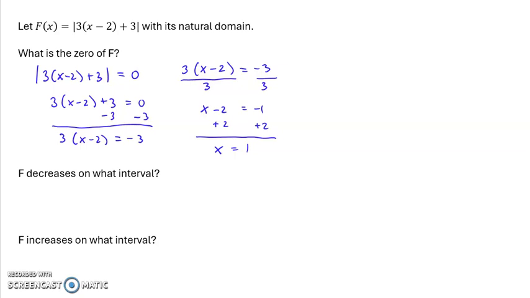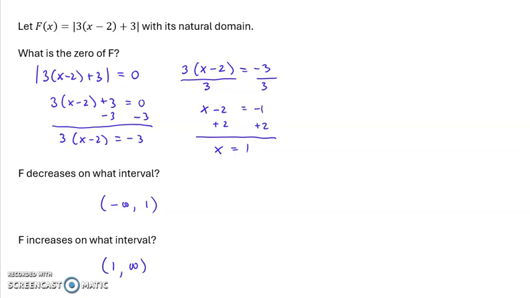So since this is an absolute value function, this one is shaped like a V. So that means it's going to be decreasing until we get to that 0. So from negative infinity to 1, it will be decreasing. And then after that point, it's going to start increasing. So it'll increase on the interval from 1 to infinity.